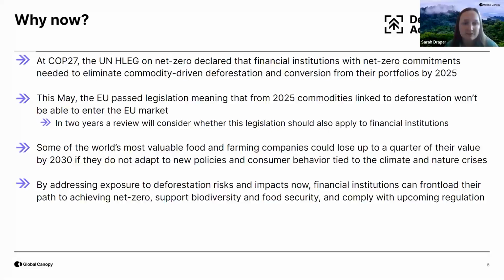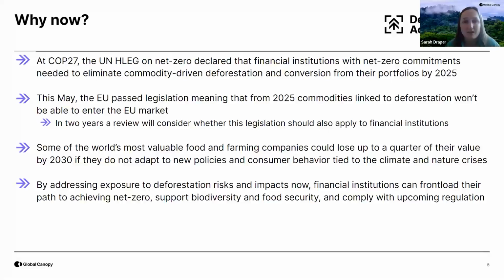At COP27, the UN High-Level Expert Group on Net Zero reiterated that financial institutions with net zero commitments need to eliminate commodity-driven deforestation and conversion from their portfolios by 2025. And in May, the EU passed legislation meaning that from 2025, commodities linked to deforestation will not be able to enter the EU market. And in 2 years, there will be a review to consider whether that should be expanded to also apply to financial institutions.